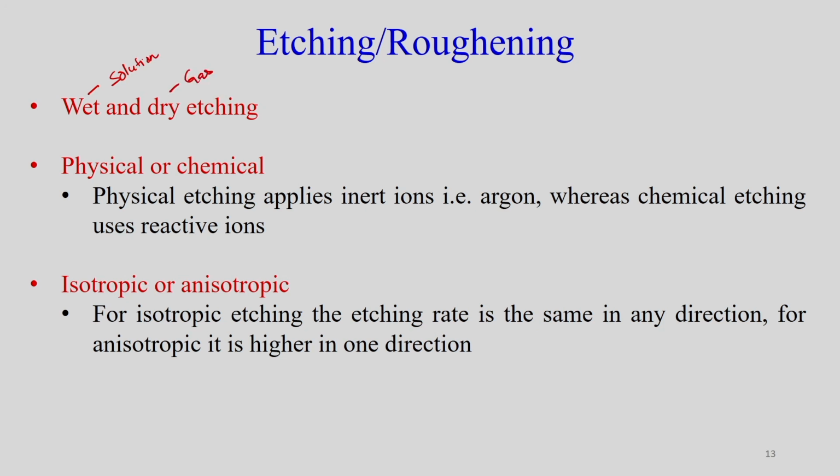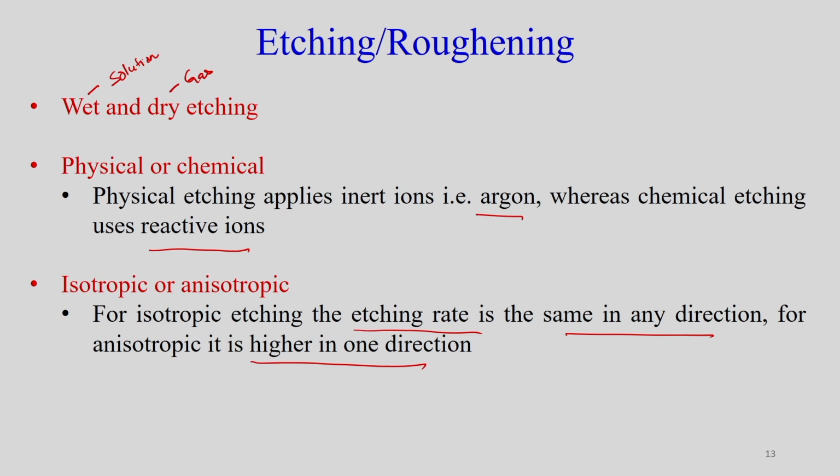Again, it can be physical etching if you are applying some inert gas such as argon. It can be chemical etching if you are applying reactive ions. If you are applying the inert gas, it is physical. If you are applying the reactive ions, it is called chemical etching. Also, it may be isotropic or anisotropic. If the etching rate is the same in any direction, then it is called isotropic. If it is different or higher in one direction, then it is called anisotropic.